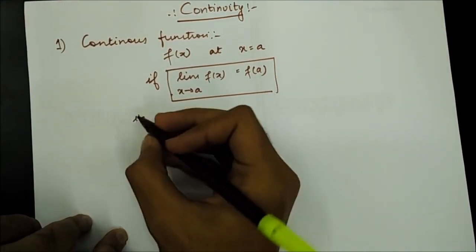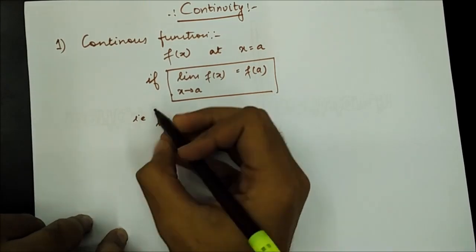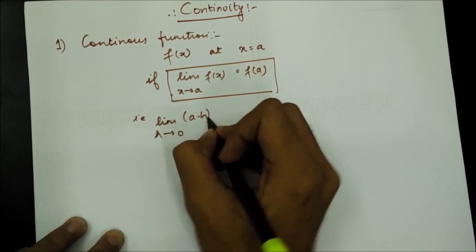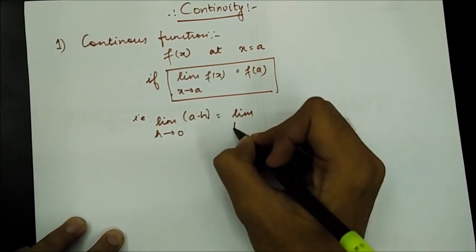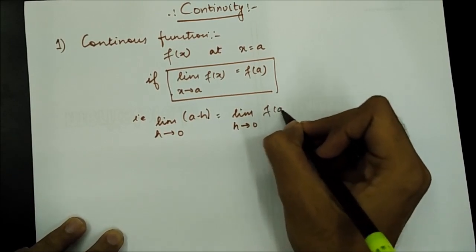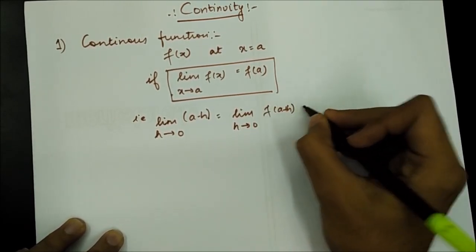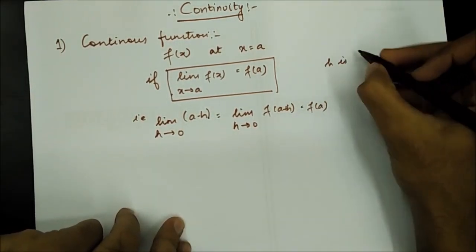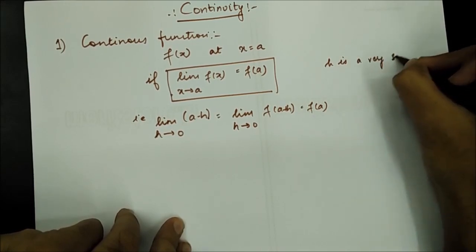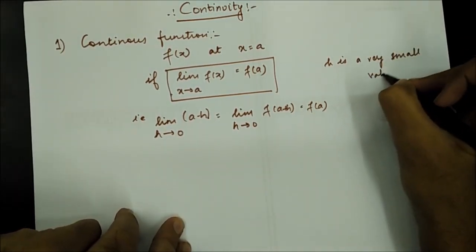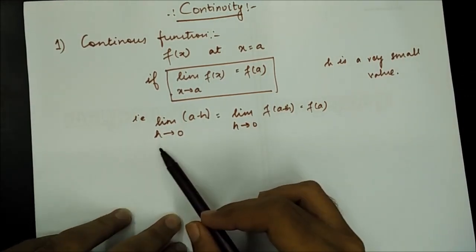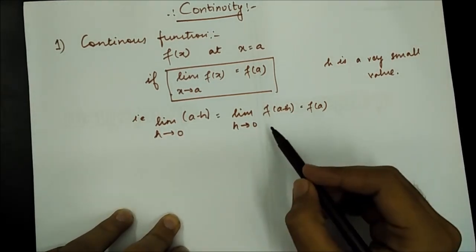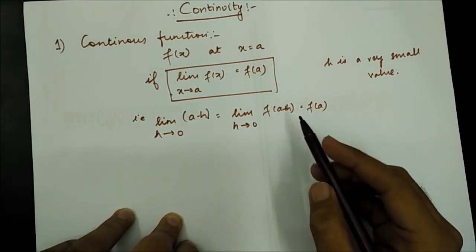This is also written as limit of h tends to 0, f of a minus h is equal to limit h tends to 0, f of a plus h is equal to f of a. So what is h here? Basically h is a very small quantity, a very small value. So limit h tends to 0, where h is a very small quantity, f of a minus h is equal to limit h tends to 0, f of a plus h is equal to f of a.